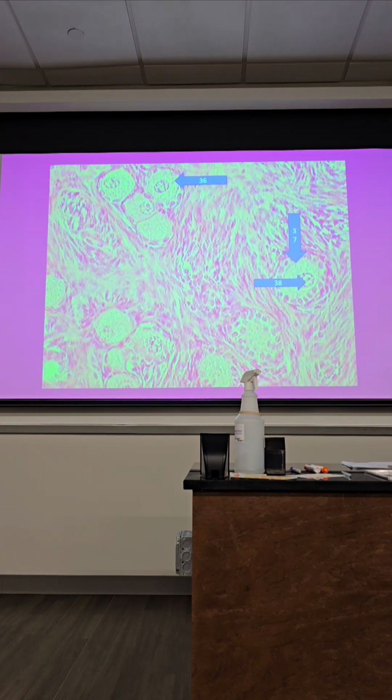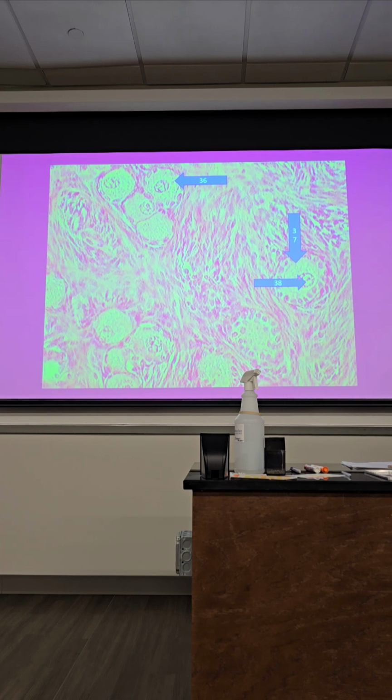Okay, what would you say 36 is? Actually, 36 is not as nice as this one right here. What's this one right here called? Primordial follicle. Remember, primordial follicle is made up of simple squamous epithelium, right? This is also, well, it's a late one, but it's still primordial follicle. So that's still the ovary we're looking at here, right?